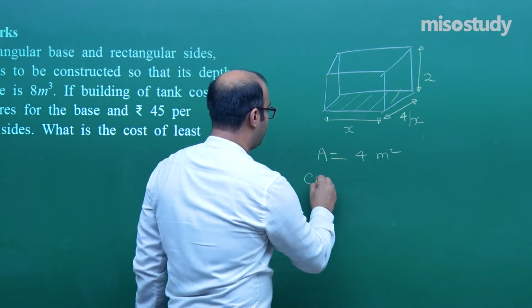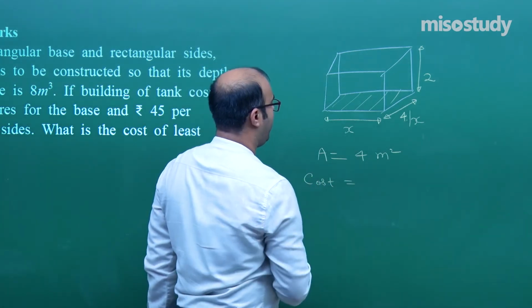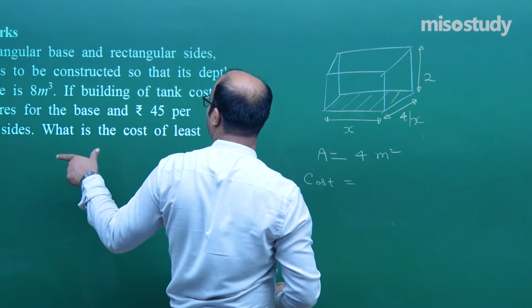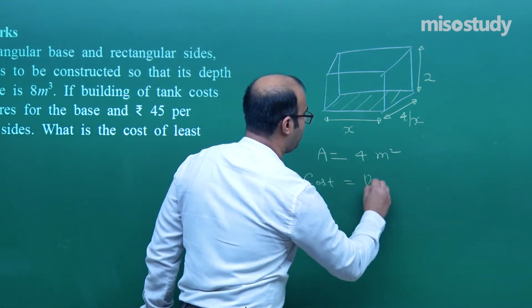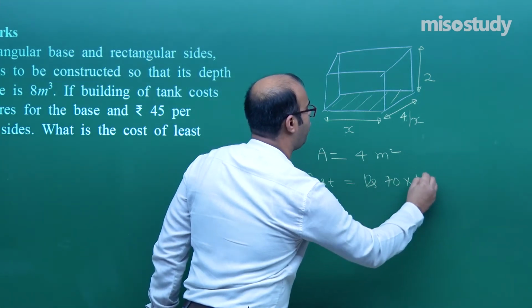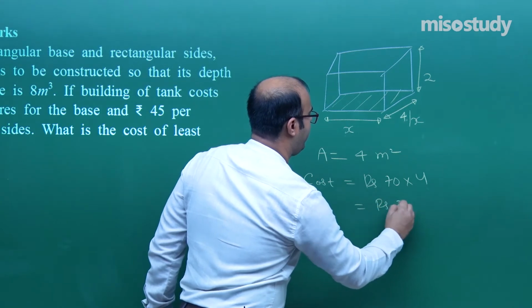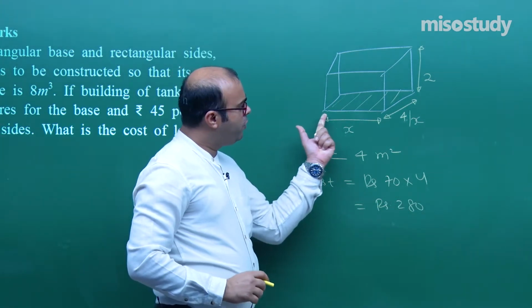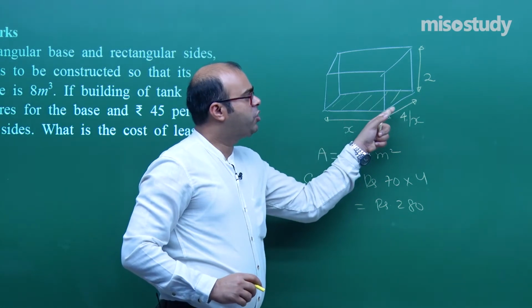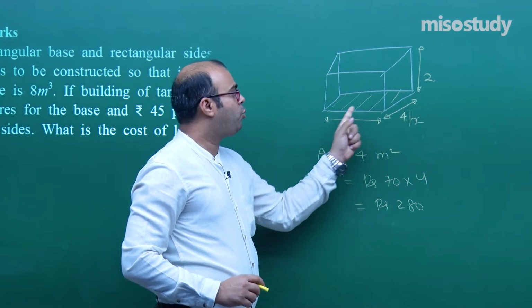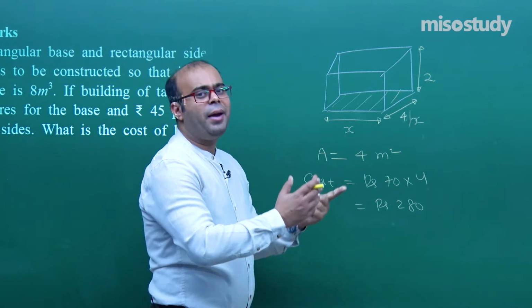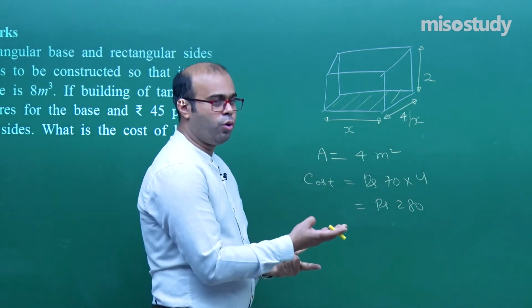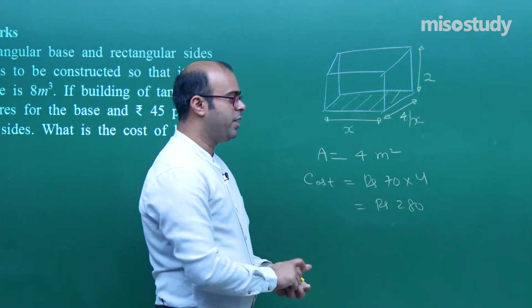So cost here for the base, since we know the cost for the base is rupees 70 per square meter, so rupees 70 into 4 is equal to rupees 280. This is a fixed cost. Whatever change you make in the length, there will be a change in the breadth, and since the product of both will be independent of x, it will always be 4. So the cost is fixed for the base.